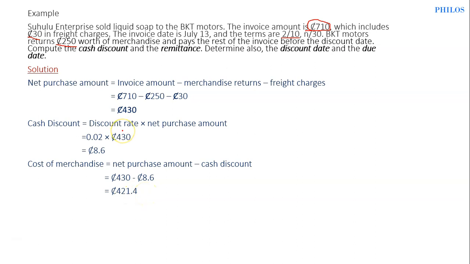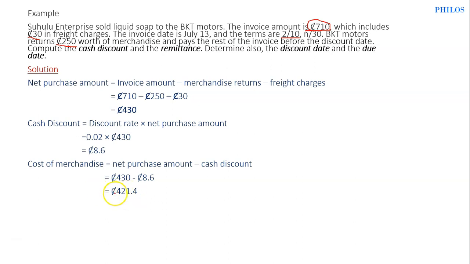This is just like using the discount method under trade discount, where we know the list price. Let's say this is the list price, then we find the discount amount, then we subtract the discount amount from the list price to get the net price. So the cost of the merchandise is just like the net price under trade discount. Okay, so that will be 421.4 cedis.